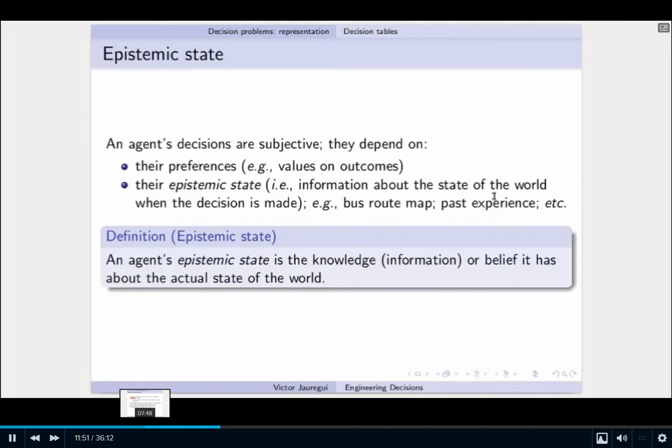Past experience with this route may also affect how likely I think it is that the bus will go, or maybe with certainty. I might know with certainty that it goes up Parramatta Road or down Liverpool Road. So we'll call this epistemic state. Don't worry too much about the name. Epistemic just means knowledge, or in this case information or belief we have about the state of the world when we make a decision.